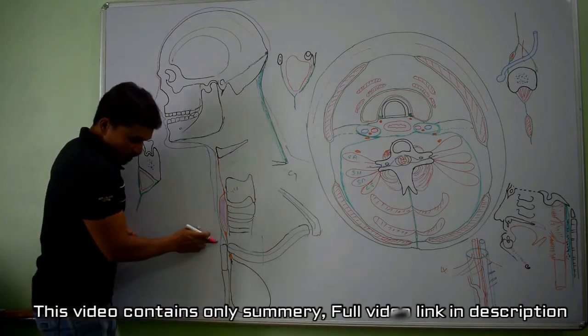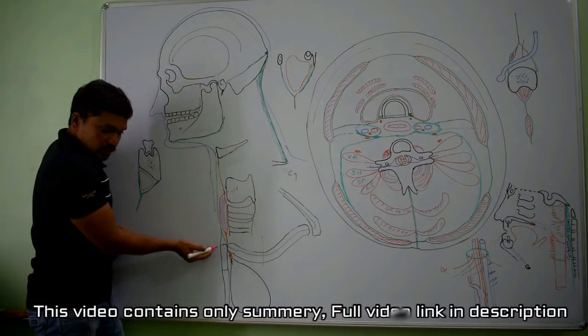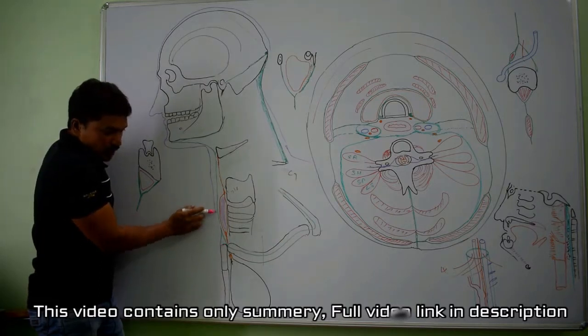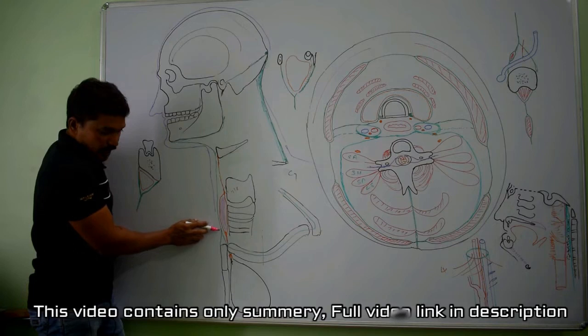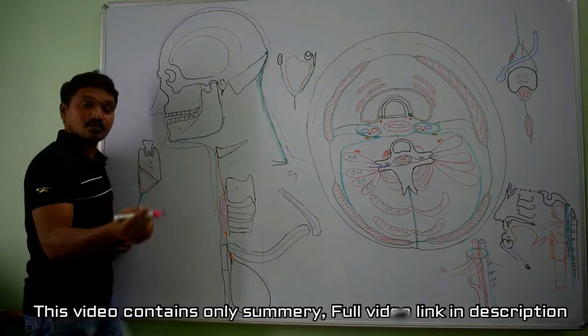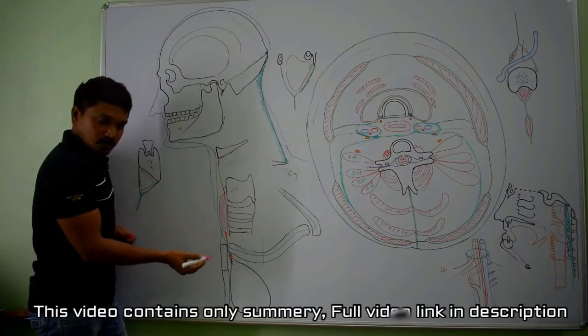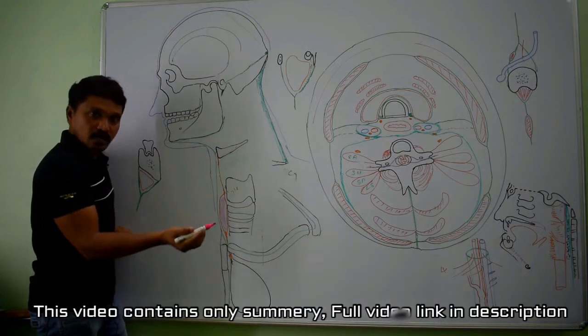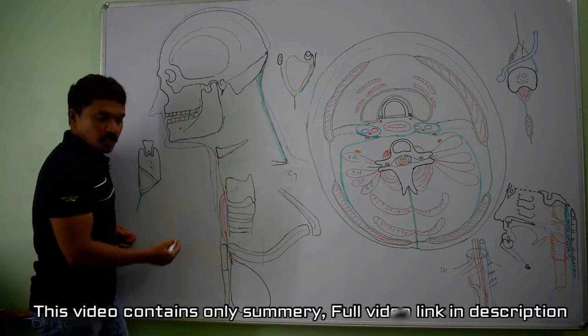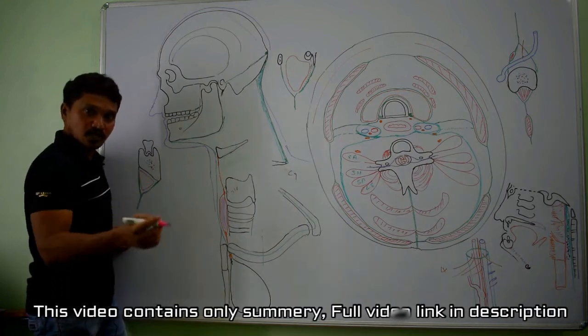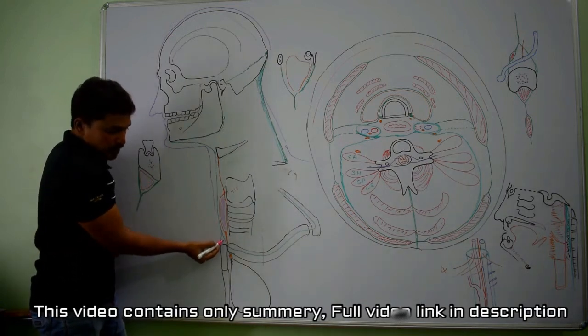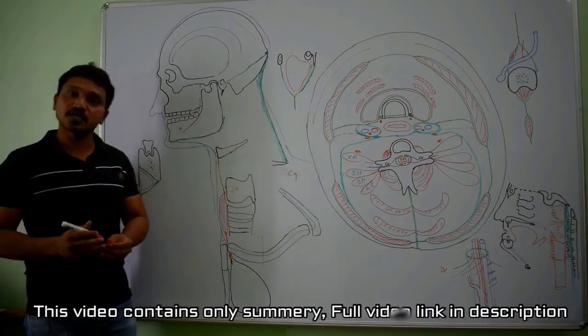Then coming to the lower part, the suprasternal notch of the sternum has an anterior margin and posterior margin. Just above the suprasternal notch, this investing layer of deep cervical fascia splits into anterior layer and posterior layer, attaching to the corresponding margins of the suprasternal notch. That means anterior layer attaches to the anterior margin, posterior layer attaches to the posterior margin of the suprasternal notch and forms a space here.